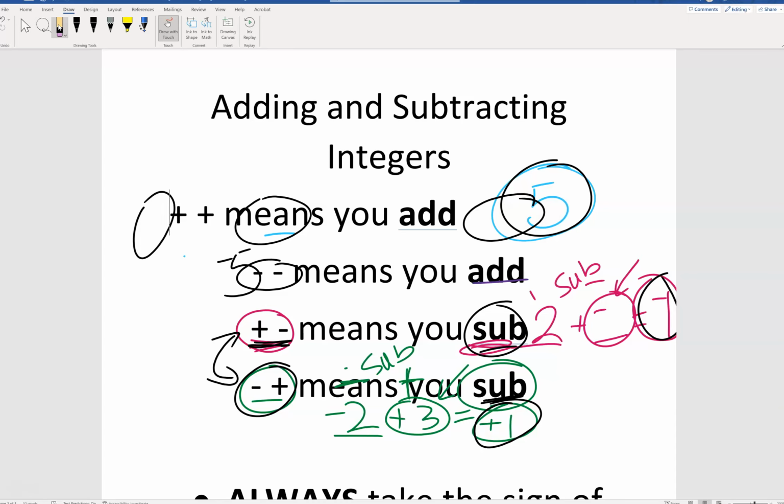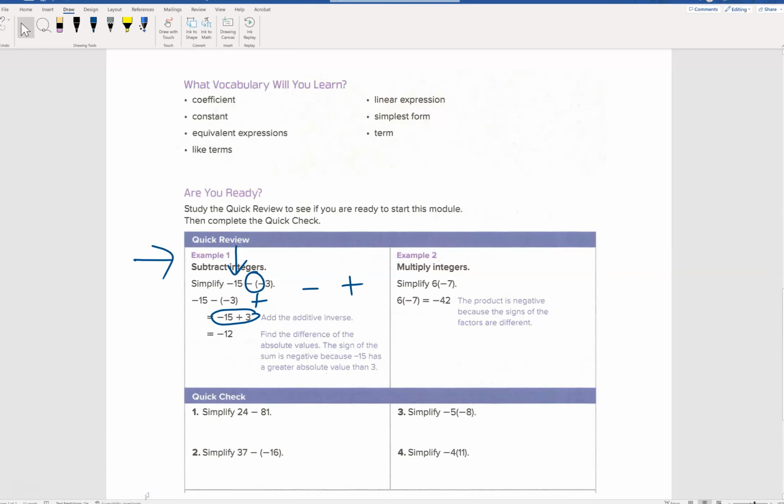When you have a negative and a positive, you have to subtract. It says subtraction, so I need to subtract. I'm going to write subtraction here so I don't forget. Then we take the sign of the bigger number. Which one is bigger? The 15, and it is negative. So negative is going to be my final answer. 15 minus 3, we got 12. So our final answer was a negative 12. It was easy to go back to our little cheat sheet so we can remember the rules.